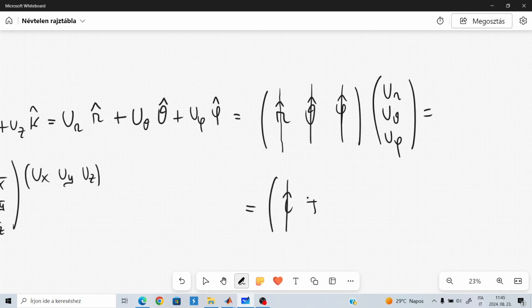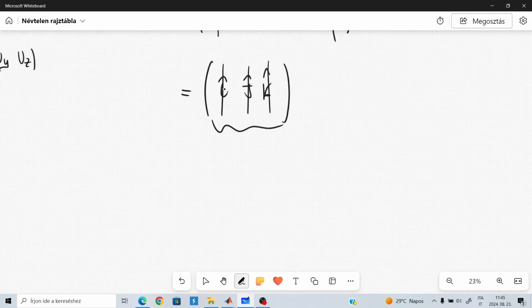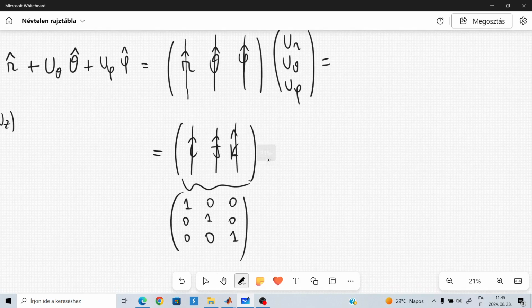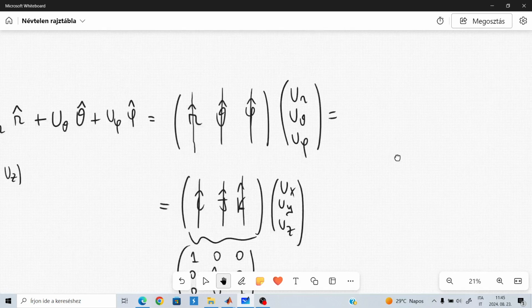So you have i, j, k. But if you think about it, this is just the identity matrix because the vector i is just 1, 0, 0, and then j is 0, 1, 0, and then k is 0, 0, 1. So it's the 3 by 3 identity matrix, and then this multiplies ux, uy, and uz like this.